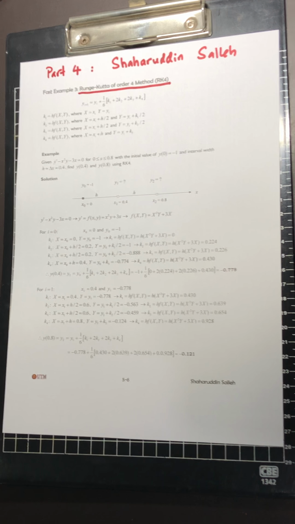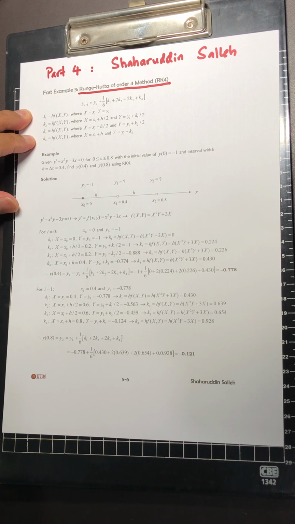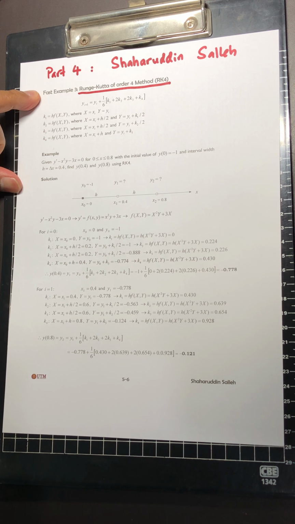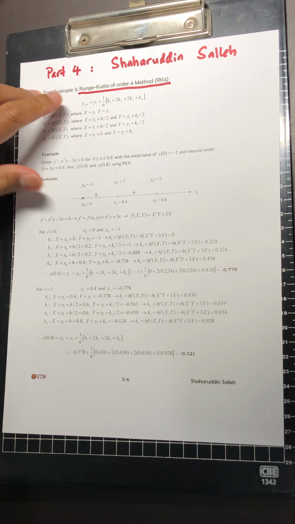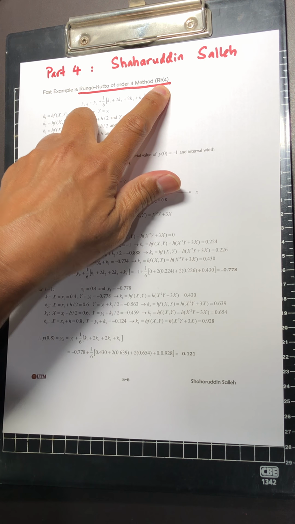Assalamualaikum. Now, part 4 of the discussion of chapter 5. We are using a method called Runge-Kutta of order 4, RK4, for solving the initial value problem.